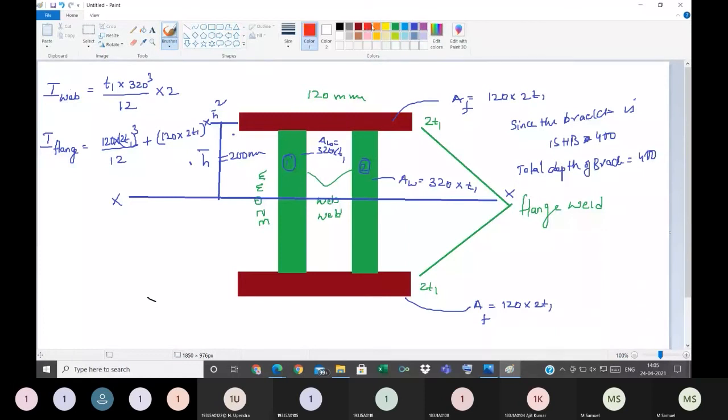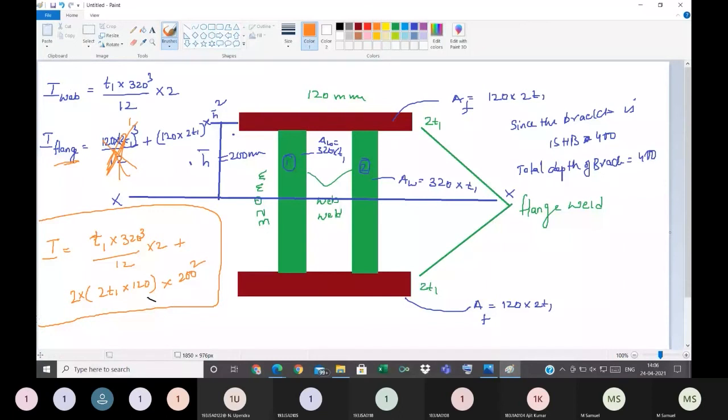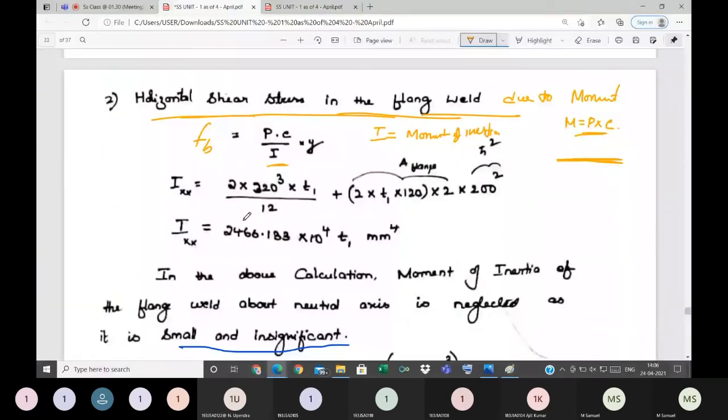The important thing here is that this value over here is being neglected, since it is going to be very small, because T1 cube is very small. So we are going to neglect that. Therefore, the value of I is equal to T1 into 320 cube by 12 into 2, plus the remaining portion, which is 2T1 into 120, into 200 square. And remember, there are 2 flanges, so you need to multiply by 2. So this is the moment of inertia of this weld group. Okay, so that is what I wrote in this equation also. Let me show you. So this is what I wrote here.